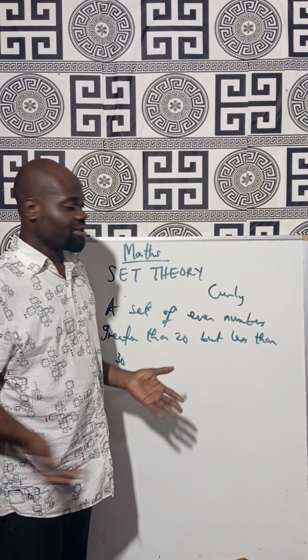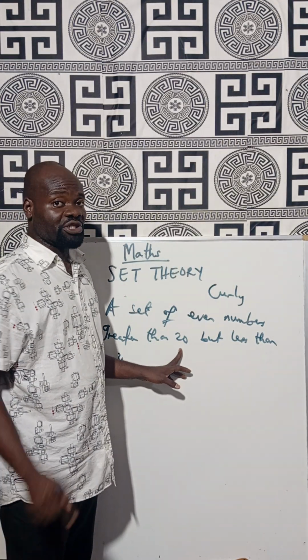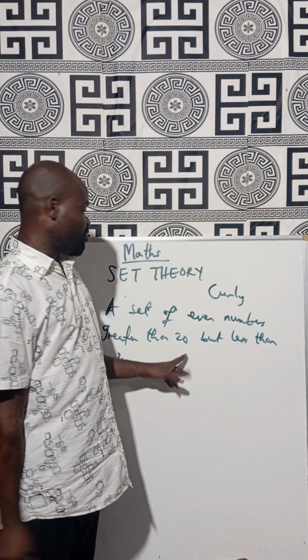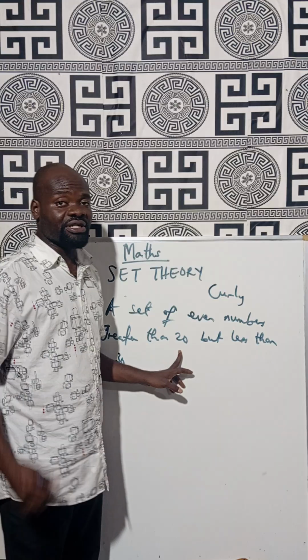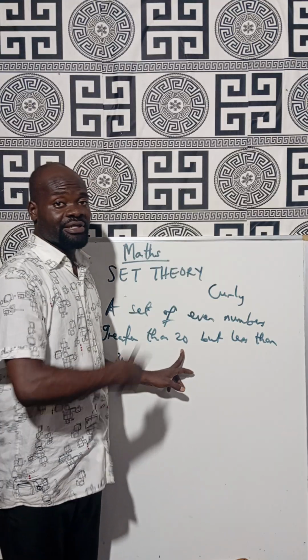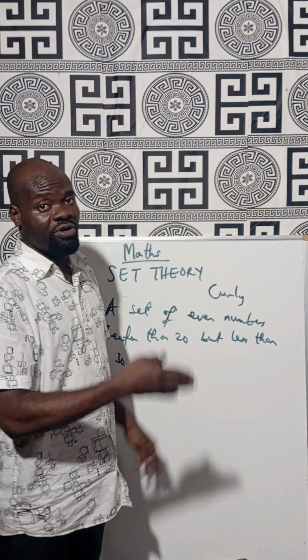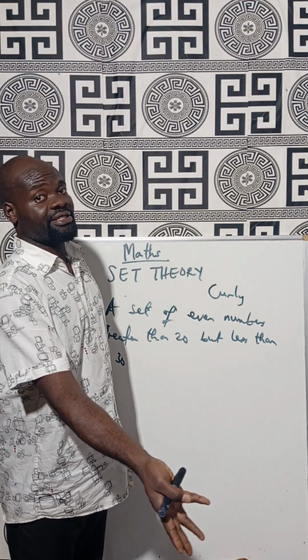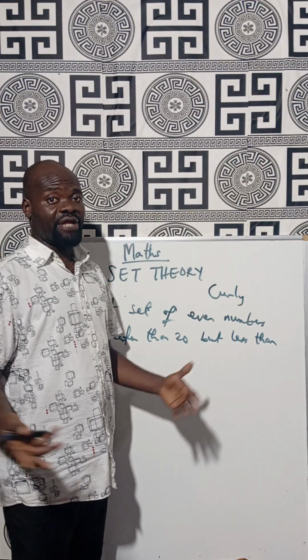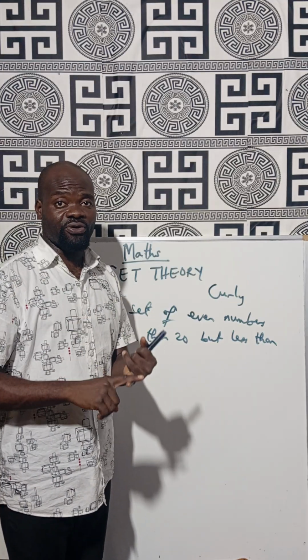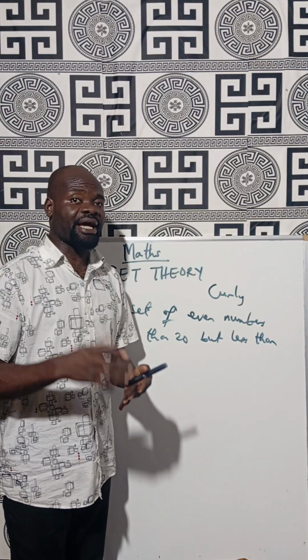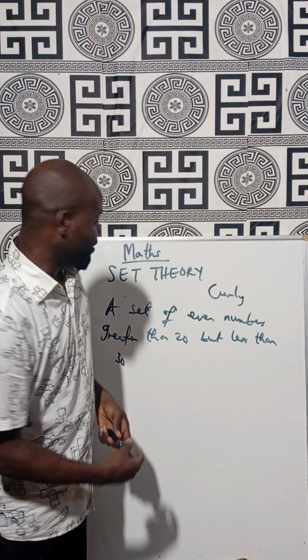What are those numbers? So we're going to start with 20. No, we start with 22 because you don't count 20. The numbers must be greater than 20. So the next even number after 20 is 22, 24, 26, 28. You don't count 30. What are even numbers? Numbers that end with 0, 2, 4, 6, and 8. That's an even number. So you have to write what?